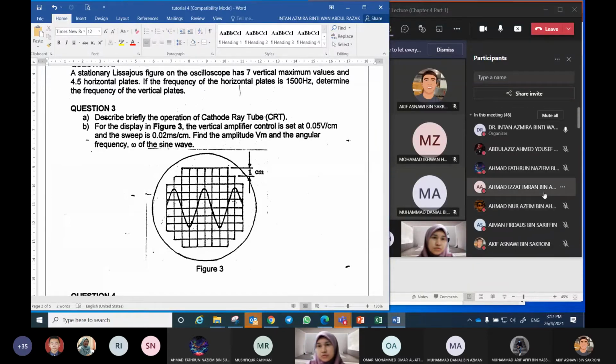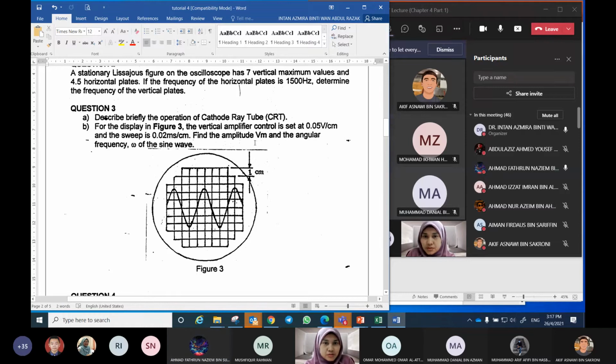Okay, now we pick another student. Fatrun, how to calculate the amplitude? I think the vertical duration, then multiply by 0.05. But I'm not sure whether it is 2.5 or 2.4. Okay, let's say 2.5. So 0.05 multiply by 2.5. Okay, so the answer is VM.